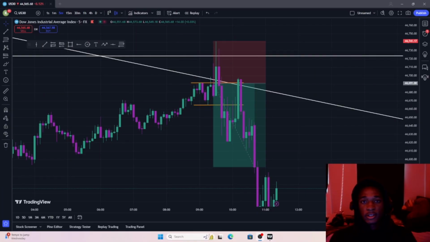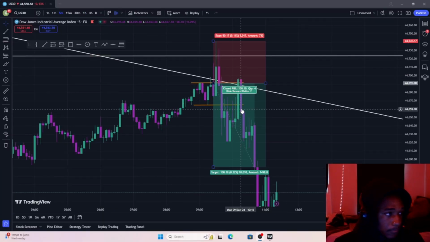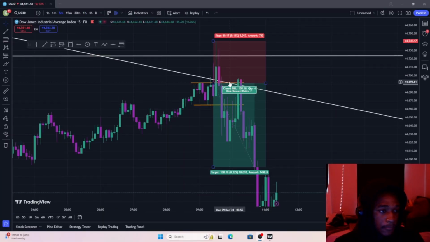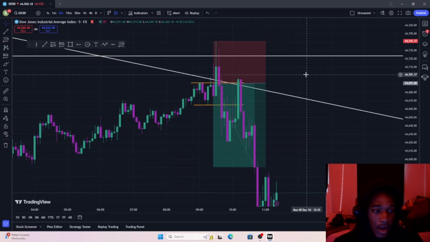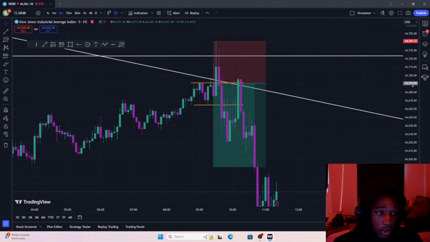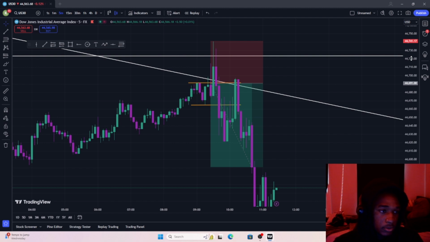My name is Motion FX, and today I'm going to show you guys how to predict the markets. As you can see right here, this is a US 30 trade. I called it from my Discord today. I didn't take the trade because I didn't get an entry, but I did predict what was going to happen. So I'm going to show you guys how I predicted it.